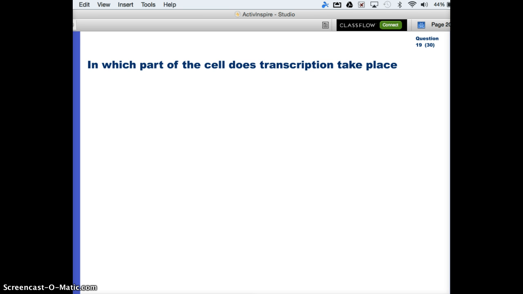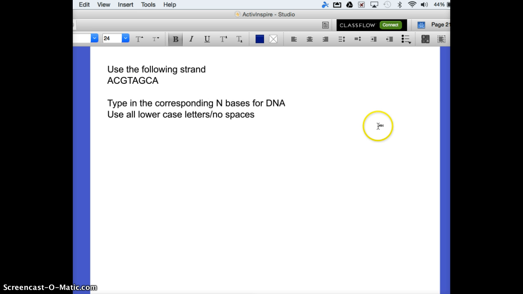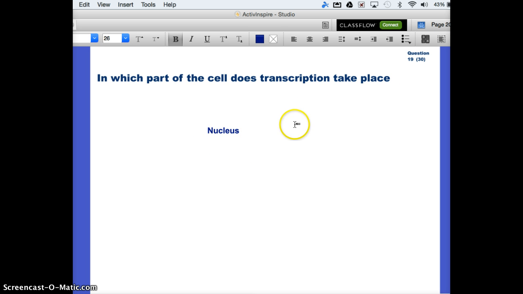In which part of the cell does transcription take place? Transcription is the first part of protein synthesis, so it happens in the nucleus of the cell. In case I don't say this later, the second part of protein synthesis is translation, and this happens in the cytoplasm.